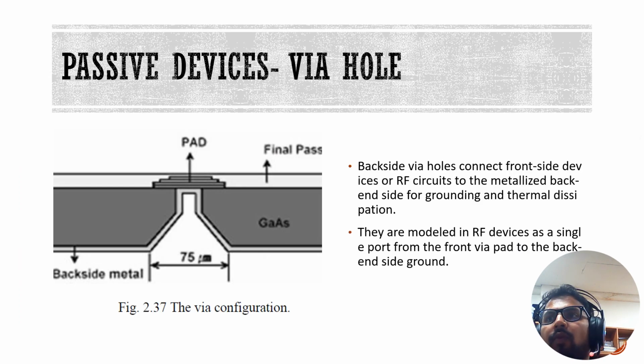So moving forward, we also have the via hole as a passive device. The via hole configuration is given in the figure, which you can see. Backside via holes connect from the front side devices or RF circuits to the metallized backside for grounding and thermal dissipation. They are modeled in RF devices as a single port from the front via pad to the backside ground.